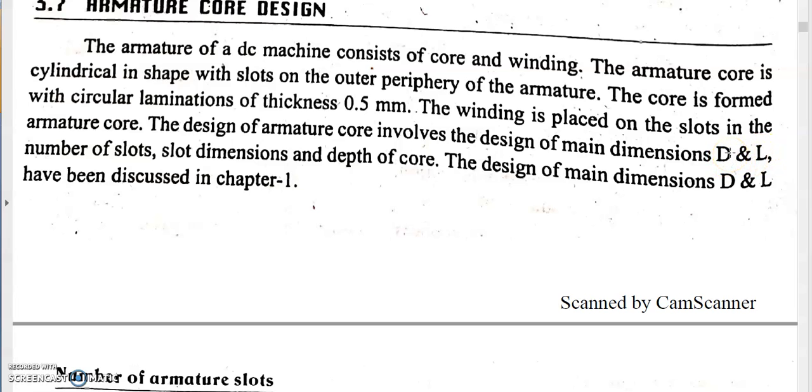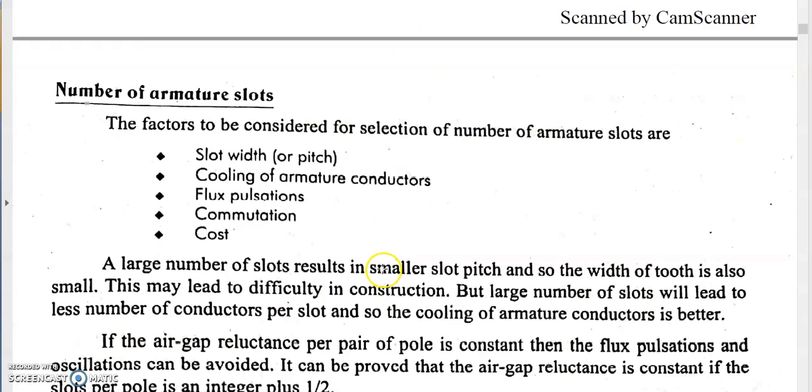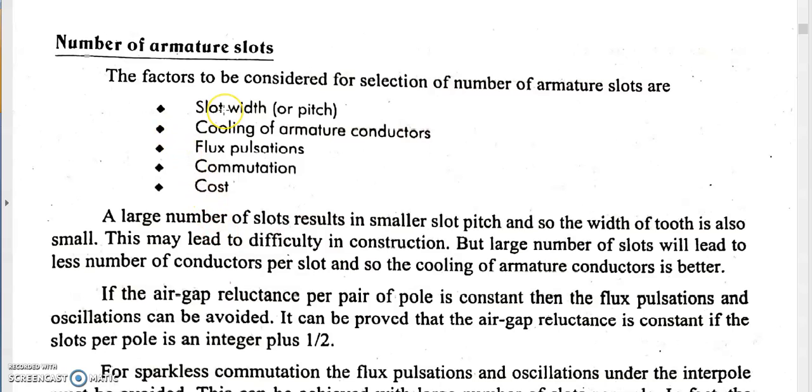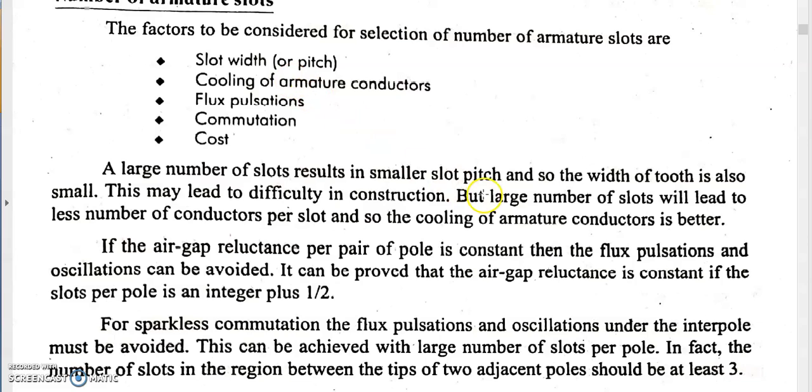Armature is made of circular laminations of thickness 0.5 mm. So number of armature slots will be selected based upon the following factors: slot width, cooling of armature conductors, flux pulsation, commutation and cost. And slot width we will be selecting by knowing the slot pitch, and smaller the slot pitch, width of the tooth will also be small and width of the slot will also be small, but it will be difficult in constructing the armature.